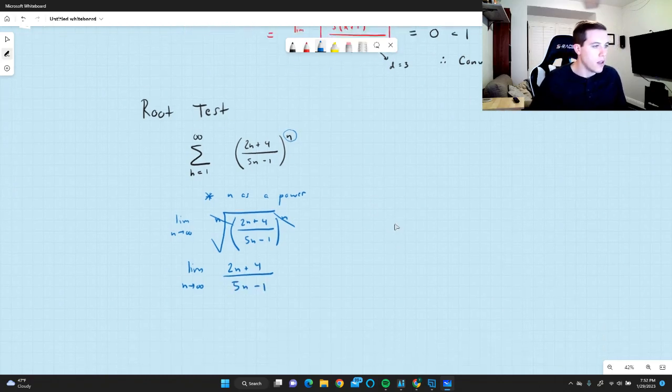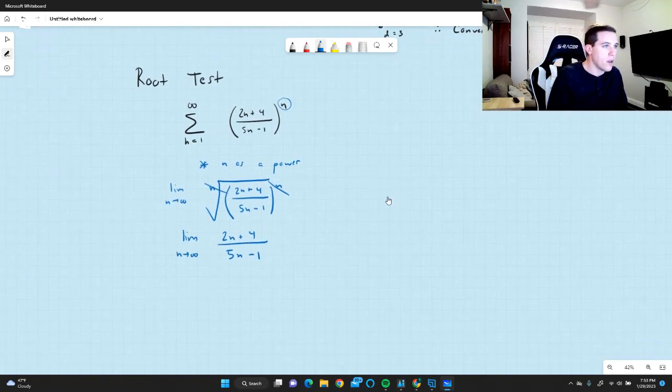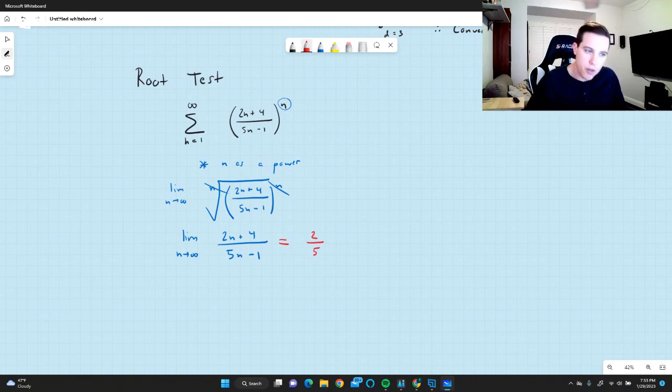Okay, this is where people make dumb mistakes. What is this limit? This limit is same power in the numerator and denominator, so it's 2/5. Now, if this was the test for divergence, that's a bad answer. That means the series diverges. So in tests for divergence, that means our series diverged. But we're not doing the test for divergence. Remember, we were doing the root test.